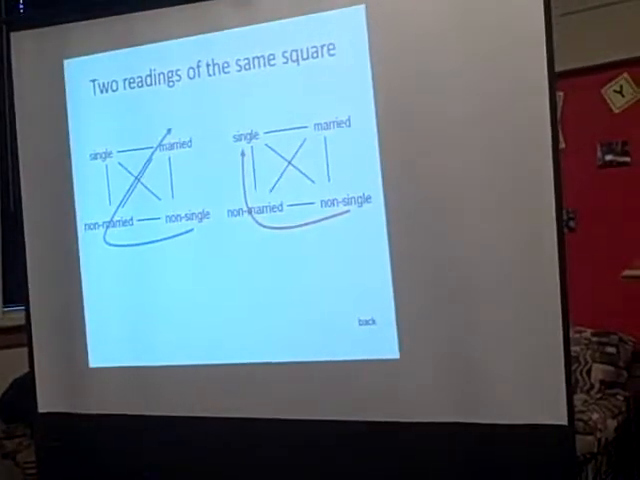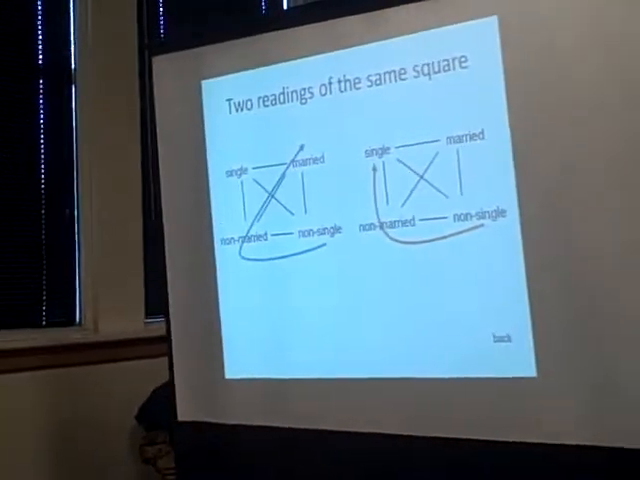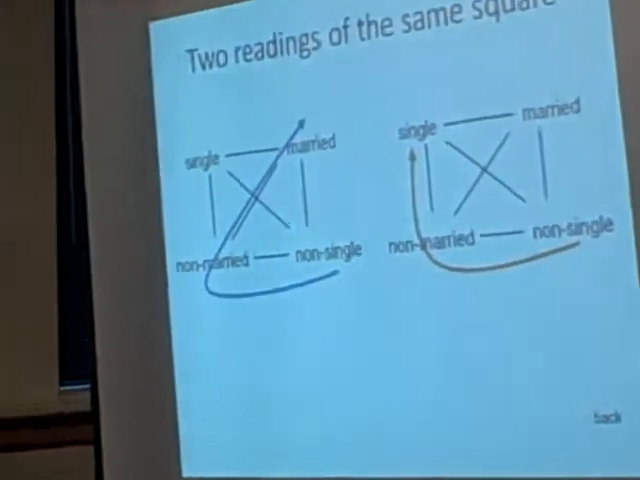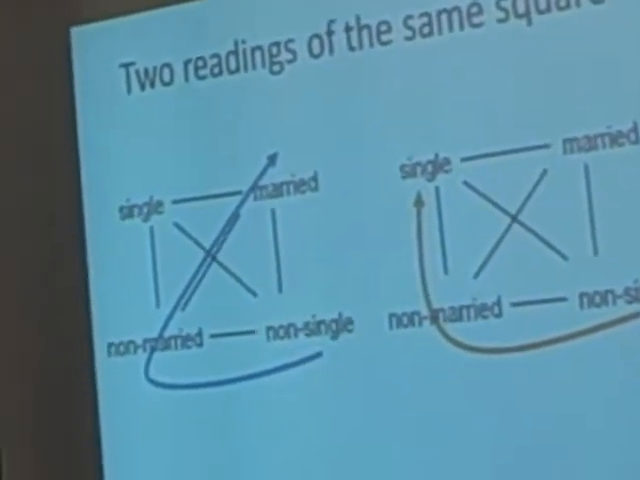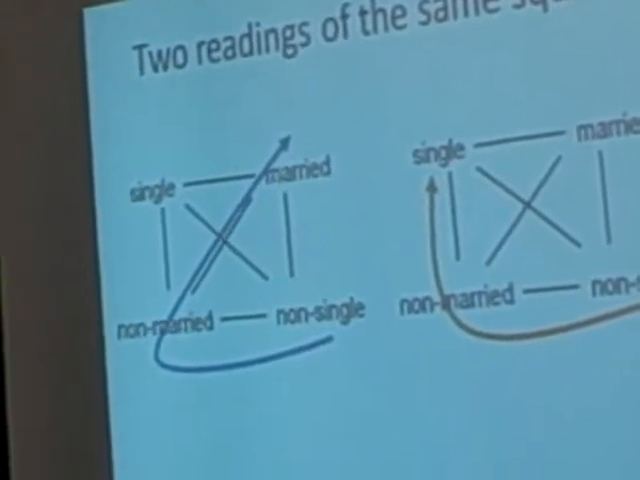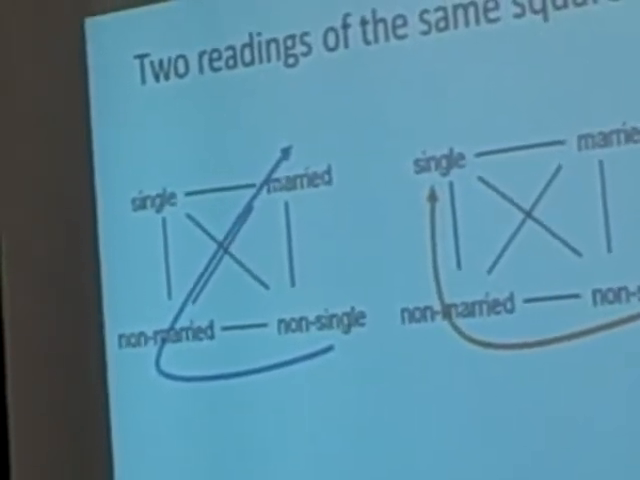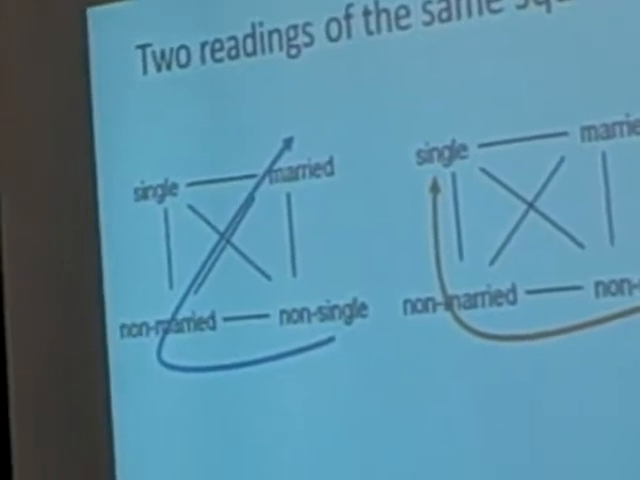in the space between the virtual level and the actualization. At the virtual level, we simply have single, married, non-single, non-married. But if you want to read this joke as a joke, you understand that there is a clash between two possible trajectories of meaning.